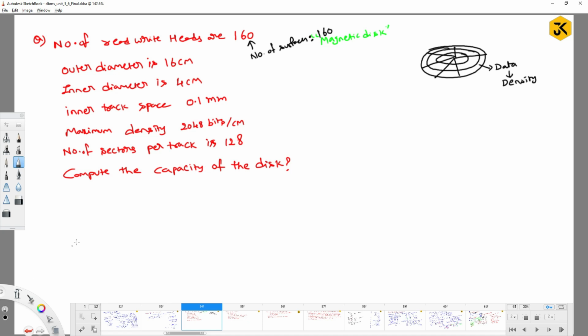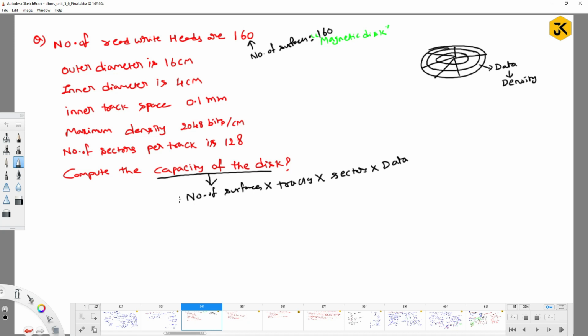We can do it in many ways, but I will try to do it in reverse order. First I will try to find the capacity of the disk. How can we calculate the capacity of the disk? It is the total number of surfaces, times the number of tracks on each surface, times the number of sectors in each track, times the data in each sector.